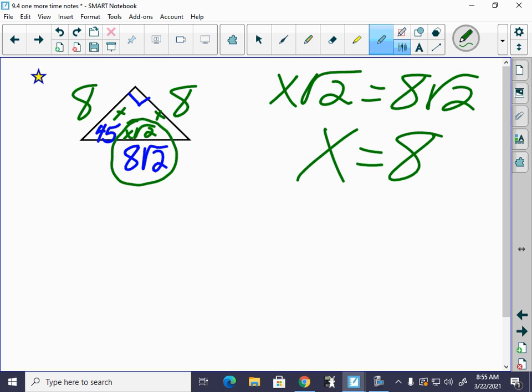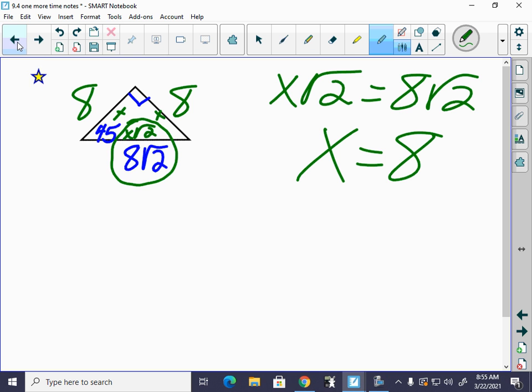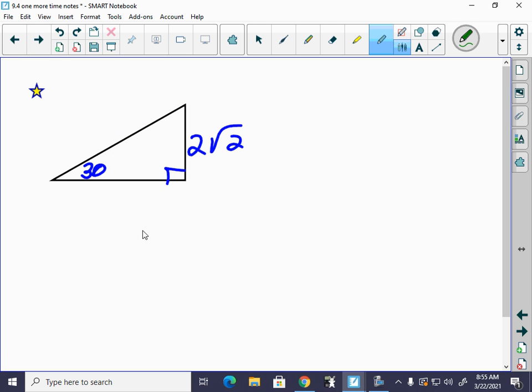Let's keep going. Click. Oh, shucks. Now we're back to the not fun triangles. When you multiply, say you have 2 square root of 2, and then you're multiplying by 2 or something, you just multiply the outside number. Okay, so it'd be 4 square root of 2. Ruining the movie.